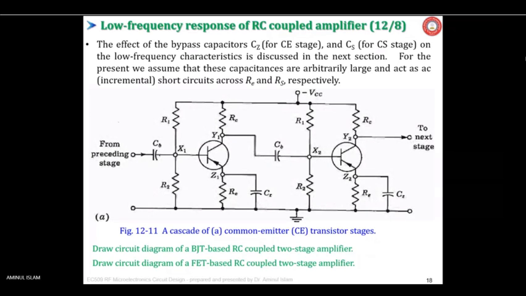Carefully see the diagrams. The discussion is for FET based as well as BJT based amplifiers. FET means JFET or MOSFET. So the effect of the bypass capacitor CE is here. It is now CE we are talking about. This is regarding the CE amplifier for a transistor stage, or CS for a common source amplifier stage. The diagram is shown on the next page. I'll show you later.